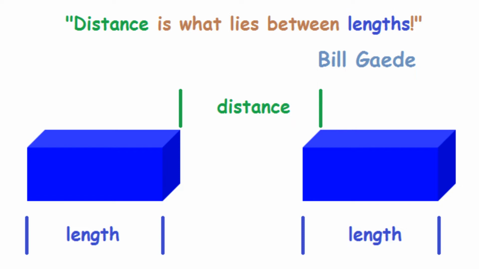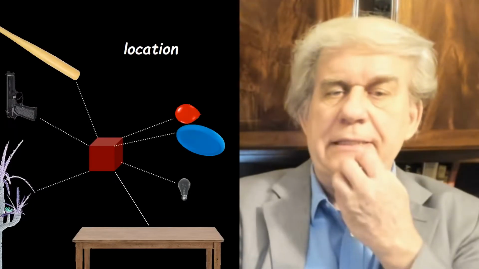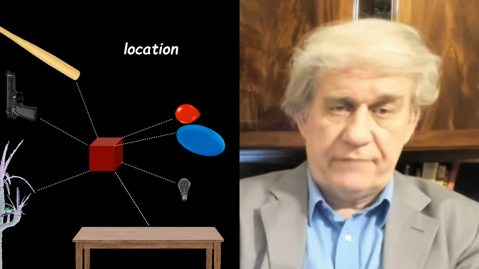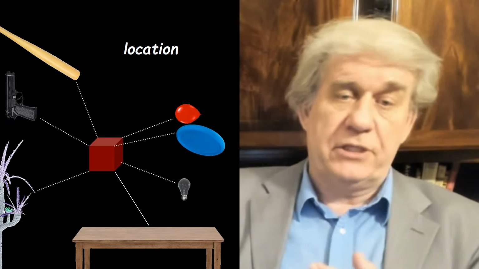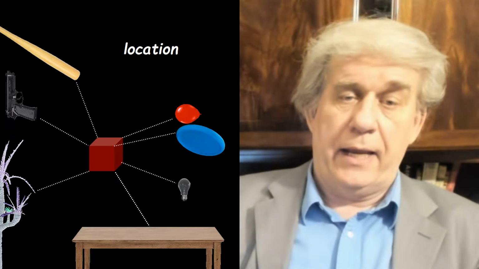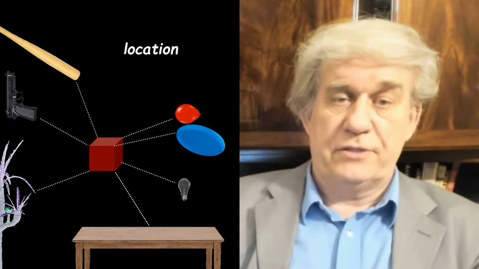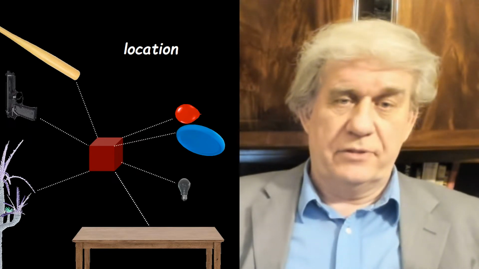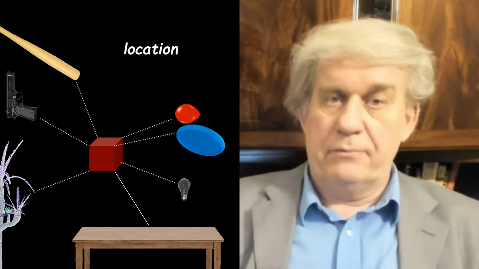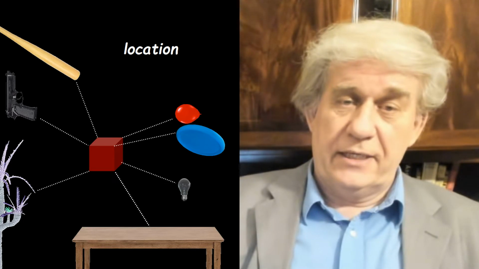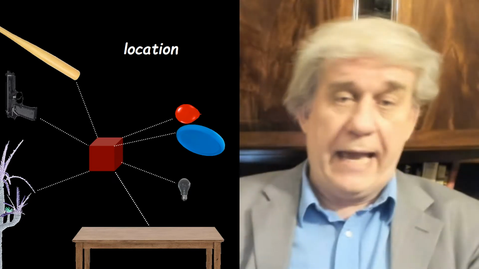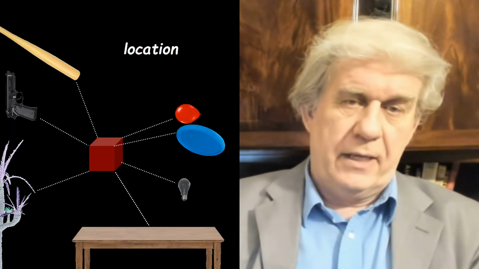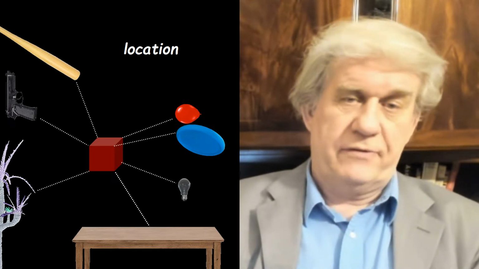Straightforward. Okay, what's location? Well, location is the set of distances. You have separation from one object to another, and one object has separation from every object in the universe. You can take, for example, an atom and say, well, this atom has separation from every object in the universe, from every atom in the universe, okay? And so that's the location of that object.